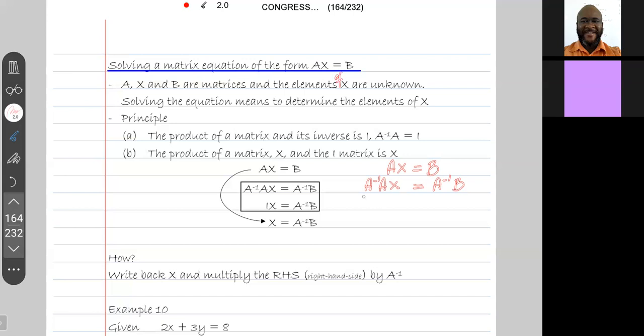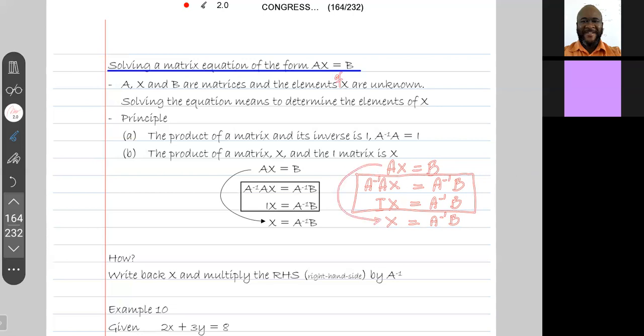Now, when I multiply A by A inverse, I'm going to get the I matrix. So now I have IX is equal to A inverse B. But remember, whenever you multiply I by X, you're going to get back X. So this is saying X is equal to A inverse times B. Now, this occurs every single time you do it. So since we know that these two things are going to happen, we just jump from the top step to this step.